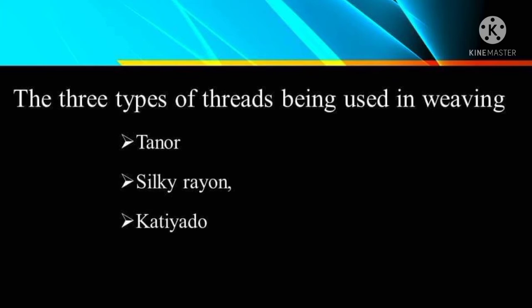So these are the three types of threads being used in weaving. First is tanor, which is cottony, then silky rayon, and katiyado. Rayon and tanor are often combined in the malong called mistiza. The colors and tones used are just as reflective of Maguindanao culture. Red signifies bravery, green signifies peace, black for dignity, and white for sadness. Personally, the inaol means endless opportunities, not just for the Maguindanaons but for the entire Philippines.